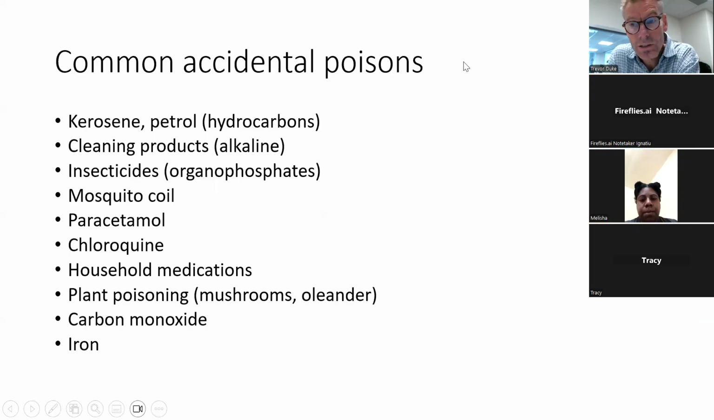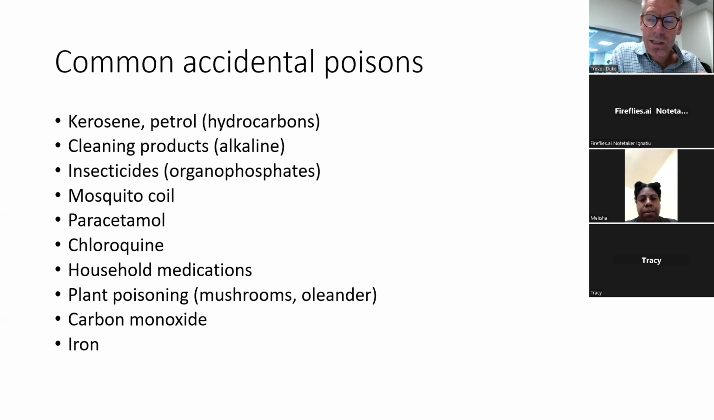The common accidental poisons that we see in children are, and as I say, in different countries there's a different list of the top 10, but the common poisonings include kerosene or any other petrol or any other hydrocarbons that might be stored in a shed, and perhaps in an inappropriate container like a Coke bottle. Cleaning products will be in the house often, and they can be acidic, but they're more likely alkaline, and they cause a specific sort of poisoning.